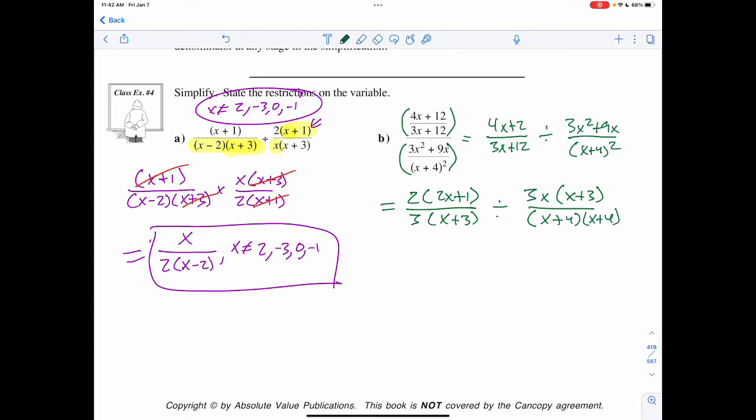And sorry, there's a little mistake here. This should have been 12, which means that this is going to be 4x plus 3. And on the bottom, it should have been divided by 3, so that should have been an x plus 4. Sorry about that.